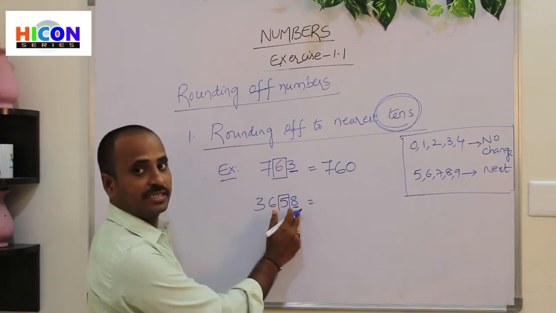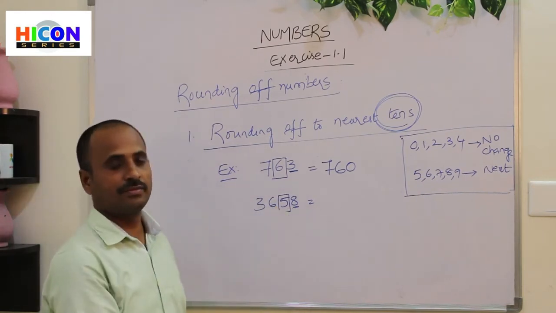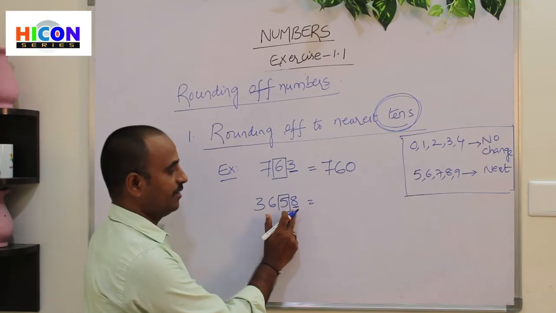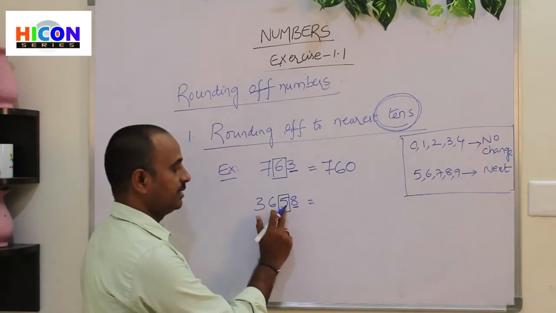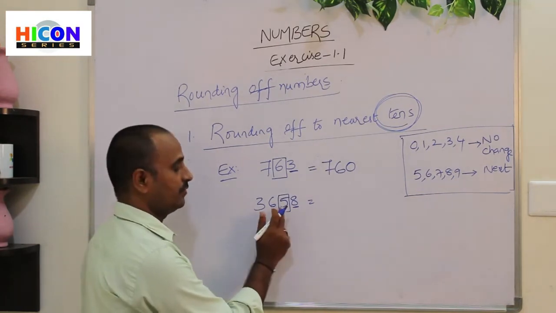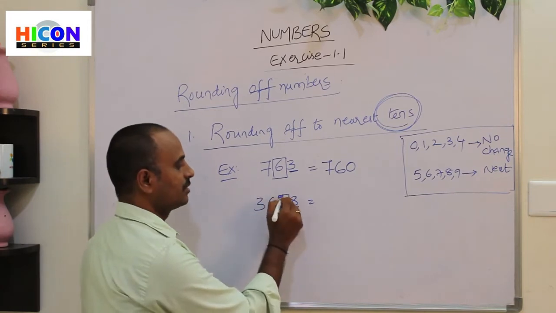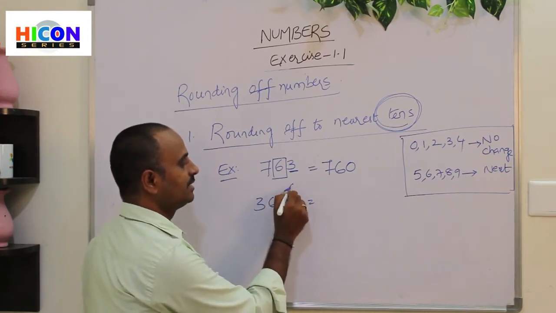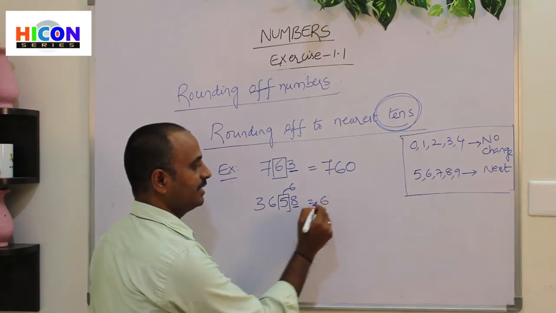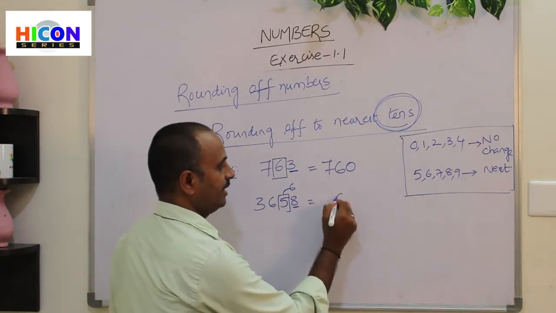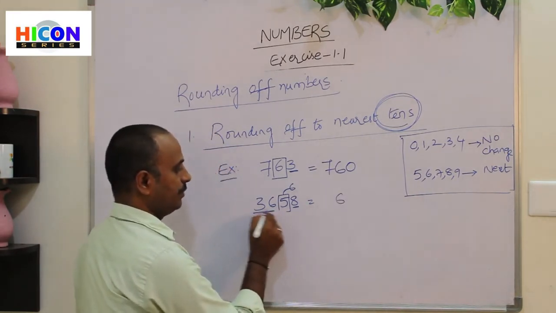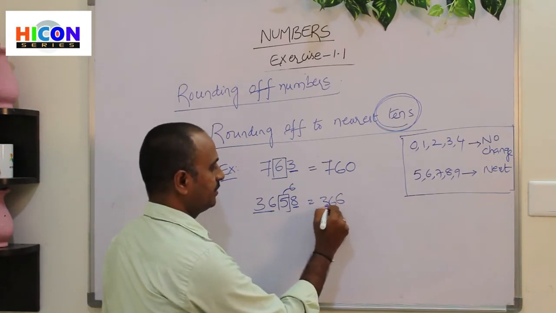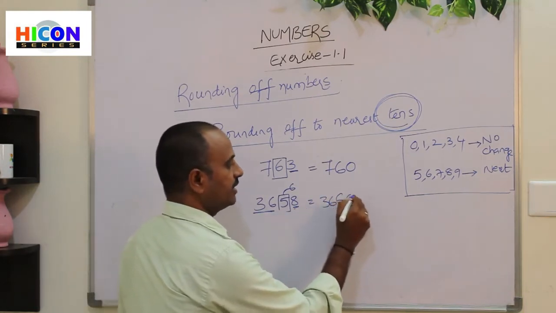The next digit is greater than 5, so round off to the next tens. Round off the given number to the next tens. After 5, the next ten is 6. So write 6 in the tens place. The digits before should not be changed, and put zeros in the following places.